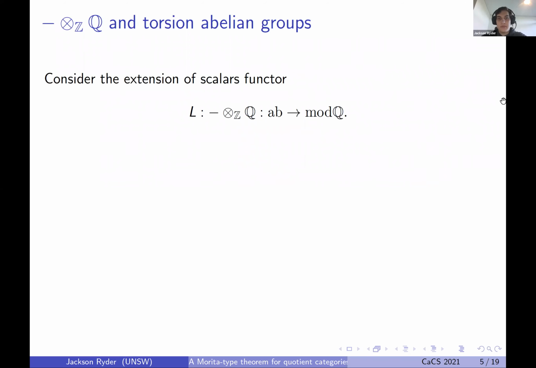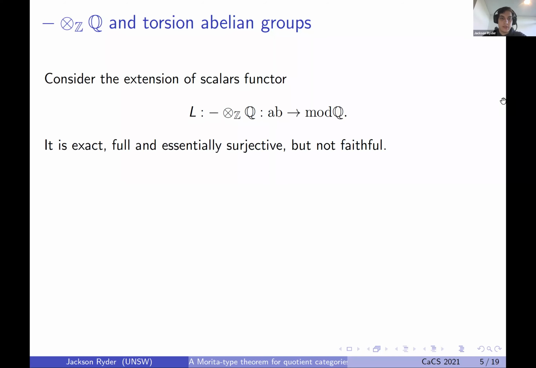So I'm going to start with a bit of a motivating example as to where these quotient categories come from. So let's look at our extension of scalars functor that we have, tensoring over Z by Q. And let's just restrict it for the moment to finitely generated abelian groups to finite dimensional rational vector spaces. Okay, so this functor, it's exact, it's full, and it's essentially surjective, but it's not faithful. Okay, so we can see that pretty easily.